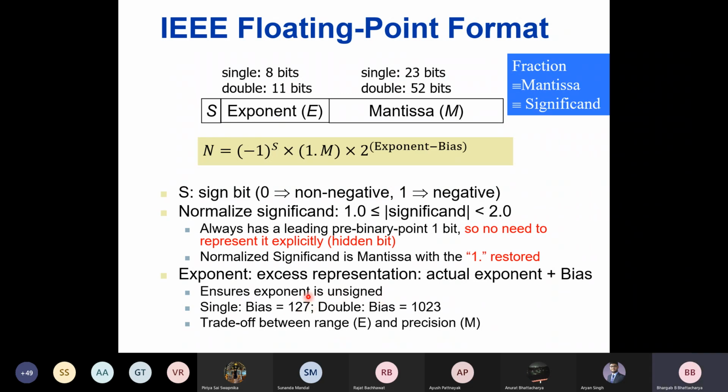Why is the bias 127? Why not 129, 130 or something else? And similarly, in double precision, the bias is 1023. So once you understand why this bias is 127, this will also be apparent.